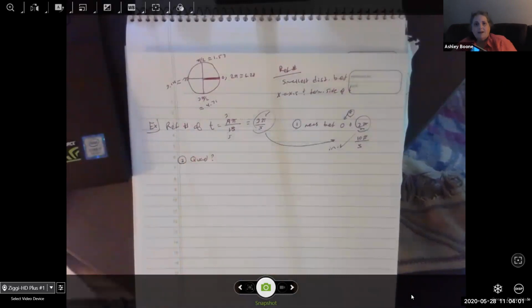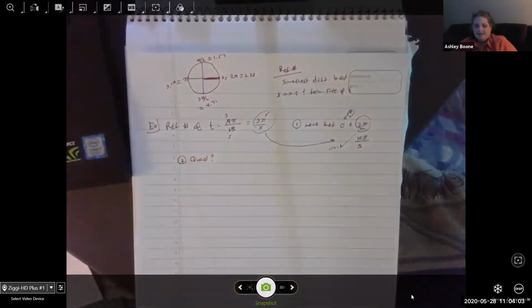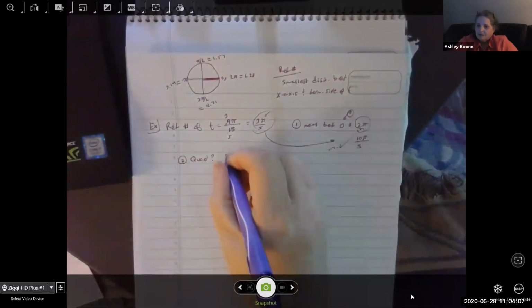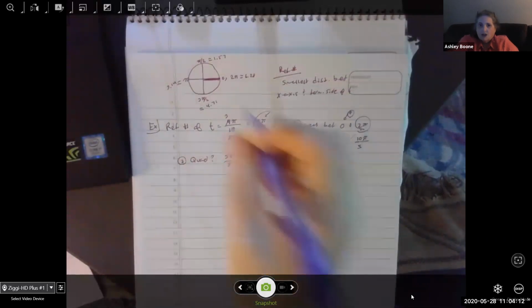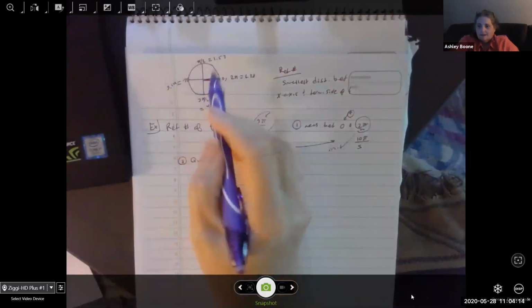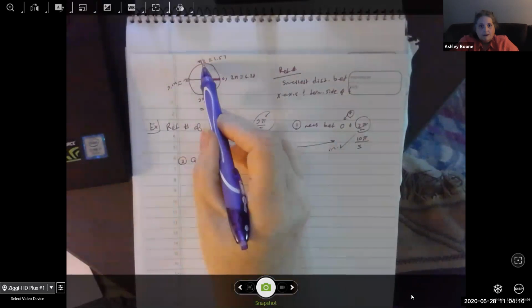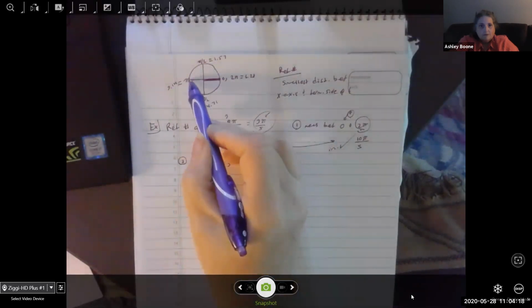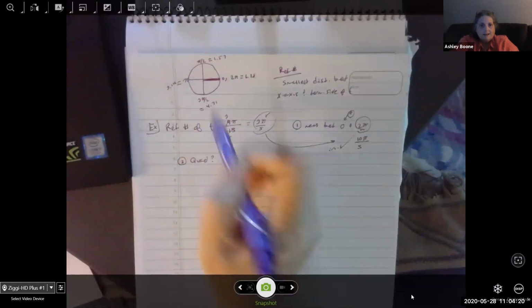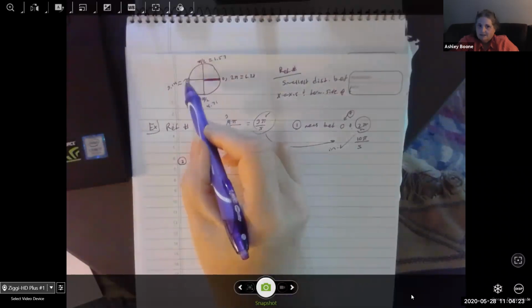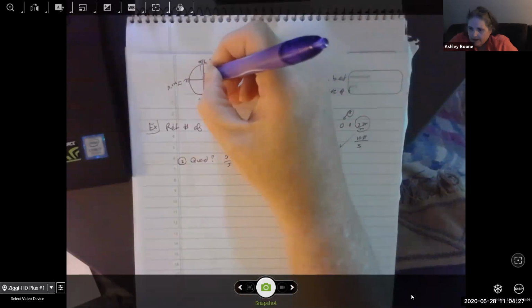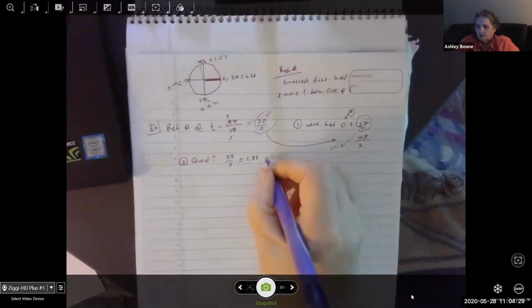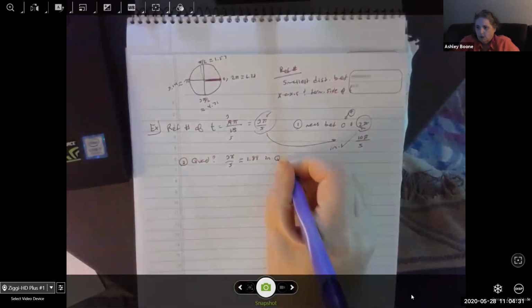The easiest way to do that is estimate 3 pi divided by 5, which is approximately 1.88. Look at our circle here. This is 0, this is 1.57, this is 3.14. 1.88 is bigger than 1.57, and it's definitely not up to 3.14. That's somewhere up in here. We're in quadrant 2.